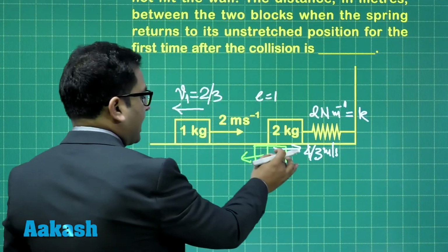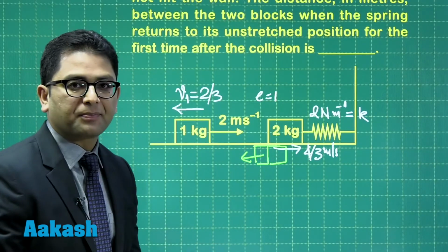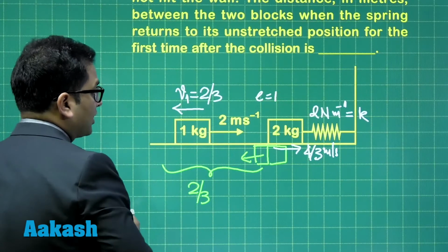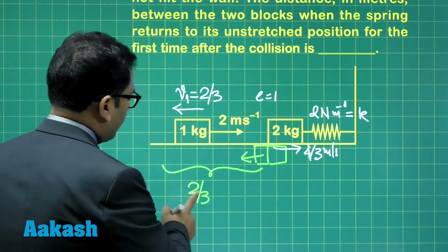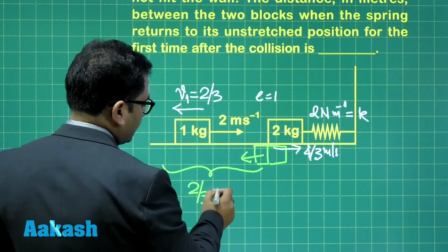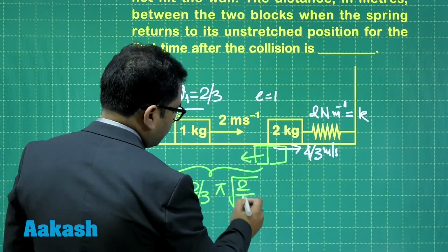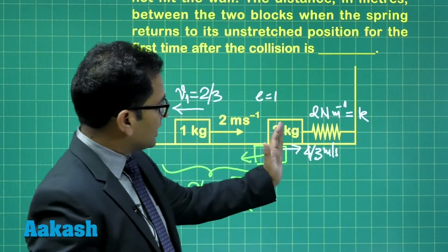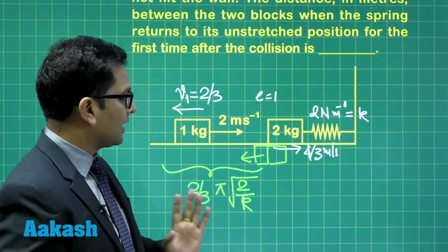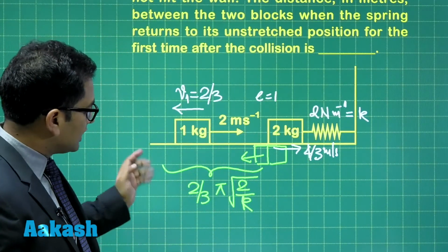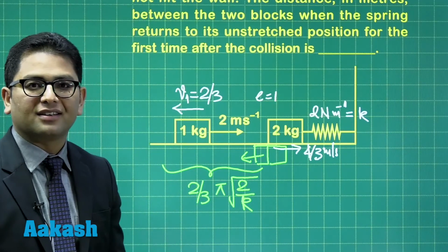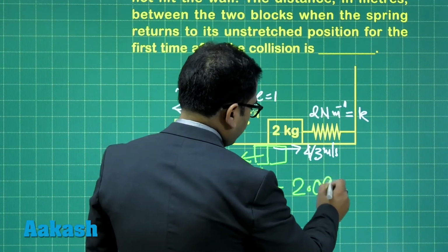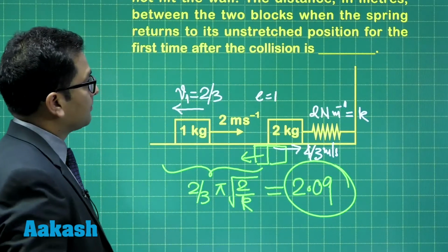By the time the 2 kg block comes back, let's see what distance the 1 kg block would have traveled. The 1 kg block would have traveled a distance of 2 by 3 multiplied by the time, because after rebounding the velocity will not change, the surface is smooth. That time is pi root m divided by k, because this goes there, reaches maximum compression, and comes back. That's half of the period. In this time, the block would have moved this particular distance because it rebounds with a speed of 2 by 3. When you solve this, the value, rounding off to 2 digits after decimal, is 2.09. So this would be the correct option for question number 10.